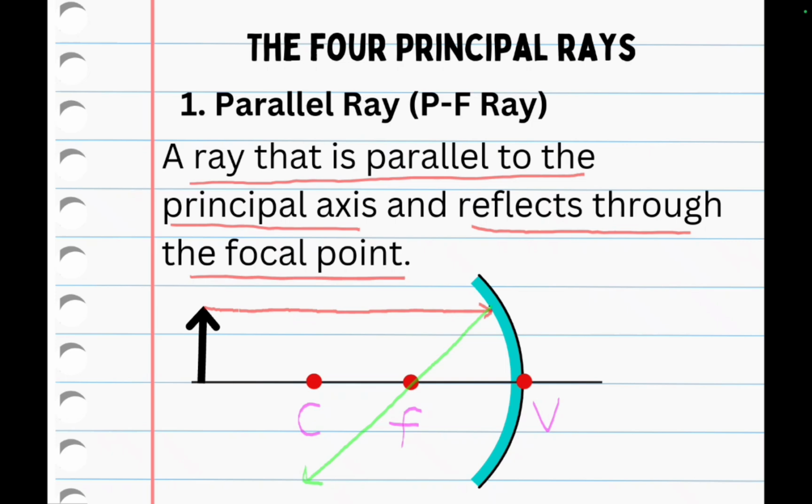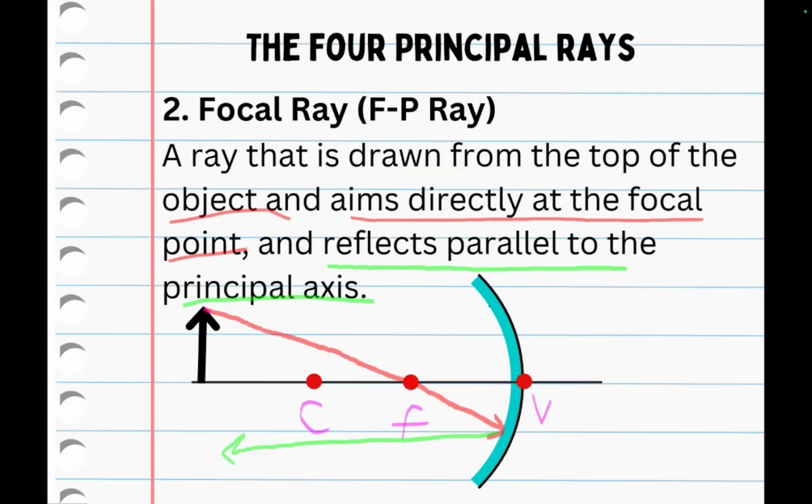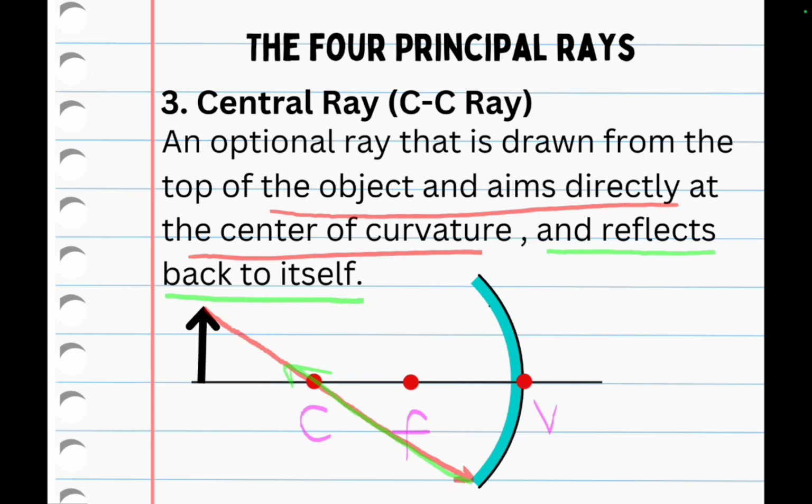First, we have the P2F ray. As you can see, it goes parallel to the principal axis, and then it reflects to the focal point. Next is the opposite of the P2F ray. We have the focal ray or the F2P ray, where it aims directly at the focal point and reflects parallel to the principal axis. The third one is the CC ray. It just reflects back to itself. So the incident ray is passing through the center of curvature, and the reflected ray will just go back along the path of the incident ray.